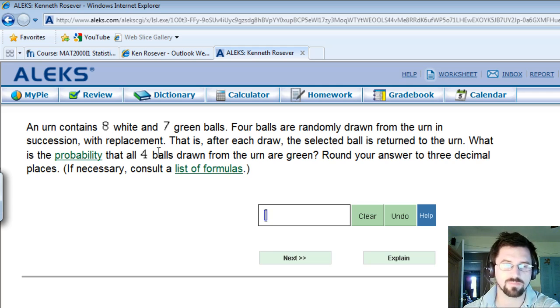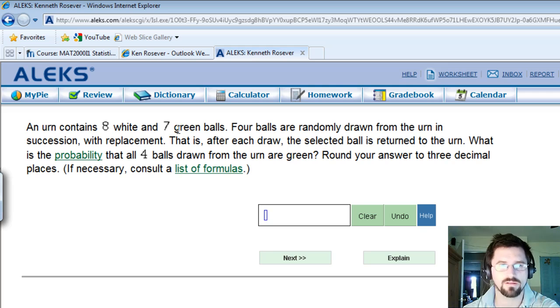Because it's with replacement, it means we pull out a ball, we look at its color, we record the color, we put it back, shake it up again, and our next draw comes out randomly as well. So the state of the urn is the same before and after each trial. What is the probability that all 4 balls drawn from the urn are green?